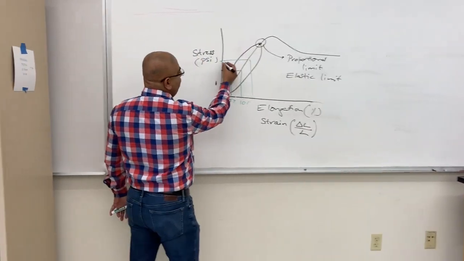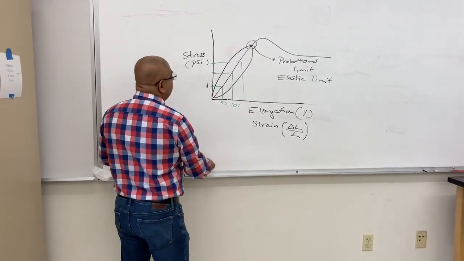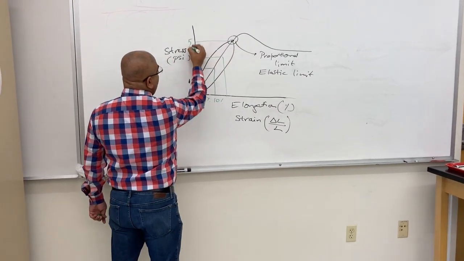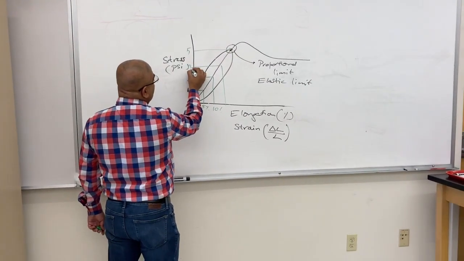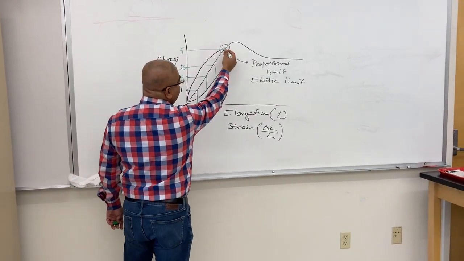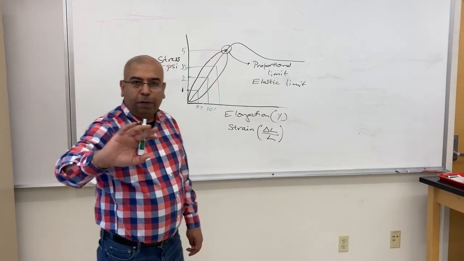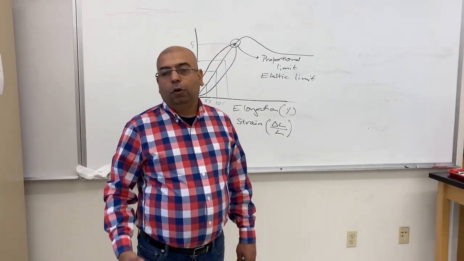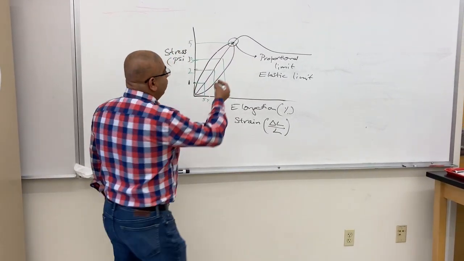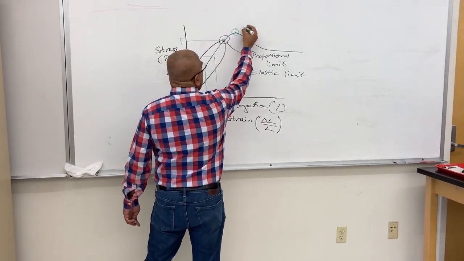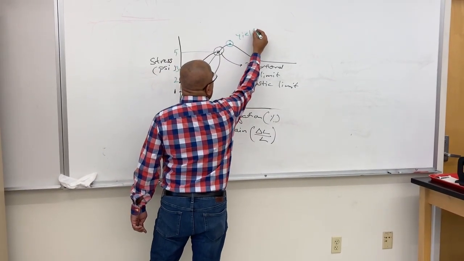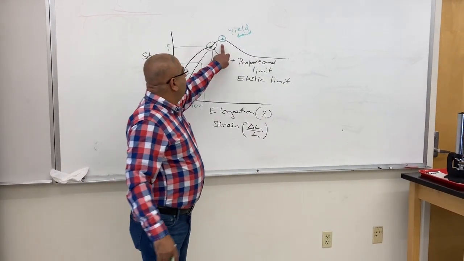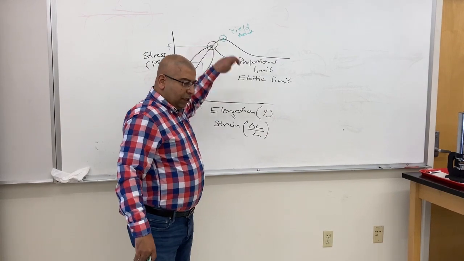So let's assume this is 1, 2, 3, 4, whatever this number is. Let's say this is 5 psi. This is 2, 3, or 4.5 or 5 psi. Once I overshoot 5 psi, I'm not going to go back to the original dimension. And the point right here, this is called the yield point. And what is the yield point?